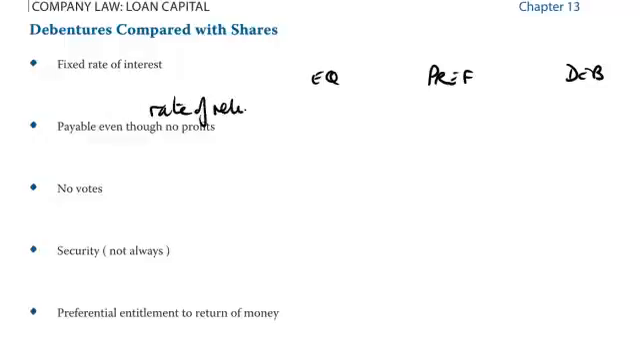Rate of return. There's no guarantee that the equity shareholders are going to receive any dividend at all, and in fact they can't receive a dividend if there are not profits available for distribution. If there are no distributable profits, then the equity shareholders will get no dividend at all. With the preference shareholders, again, there's no guarantee, because again they are dependent upon there being distributable profits in the company, and if there are no distributable profits, then the preference shareholders will not get their dividend.